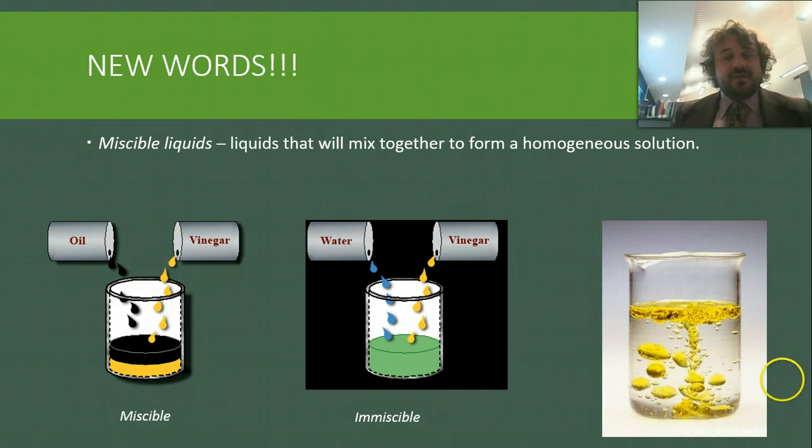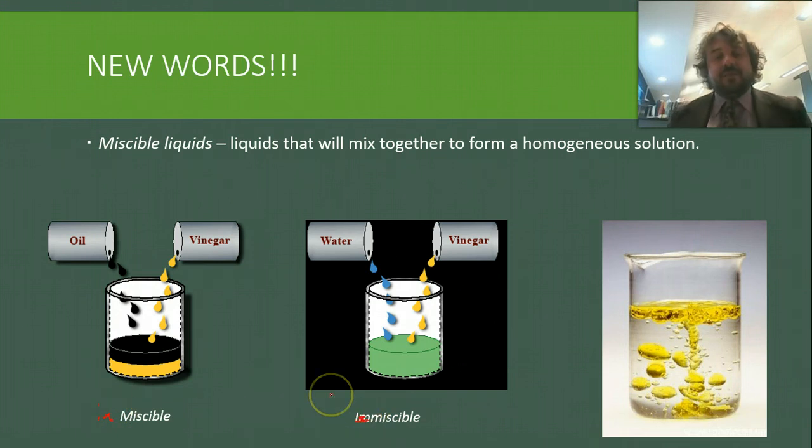They are, in fact, I have that completely backwards. That one there should say miscible, and that one should say miscible. So I'm an idiot.